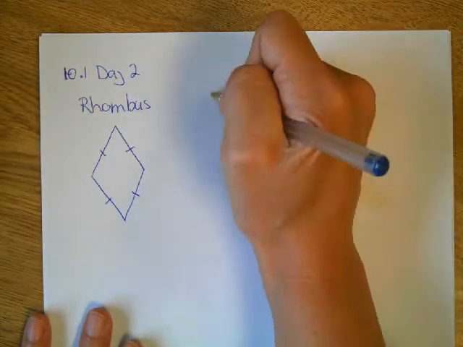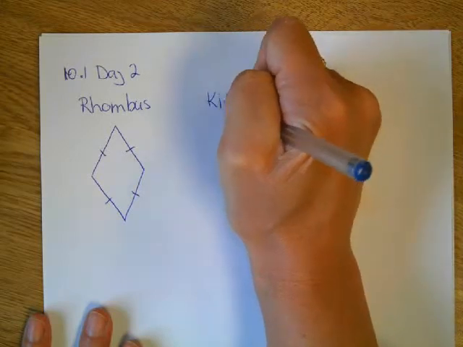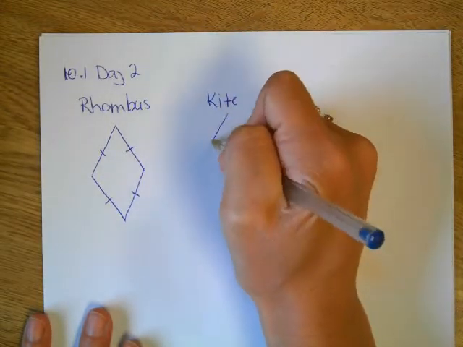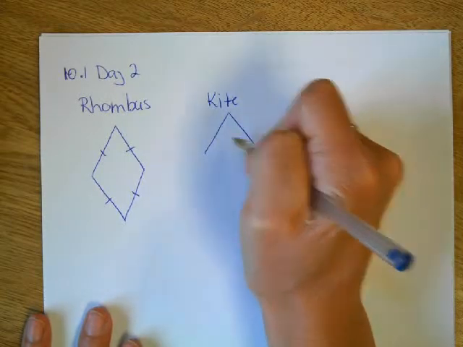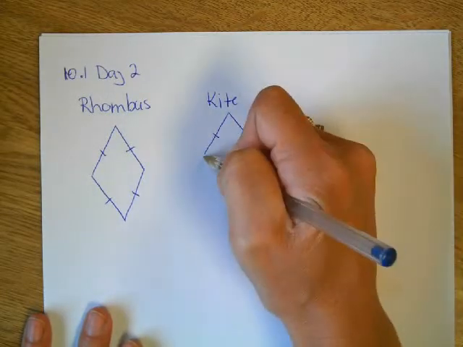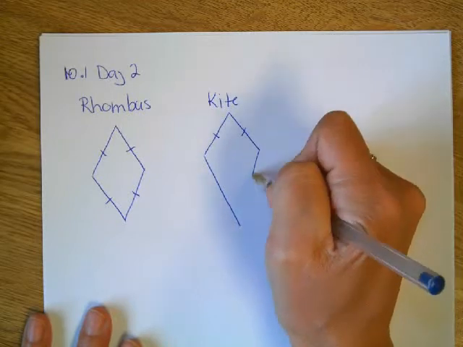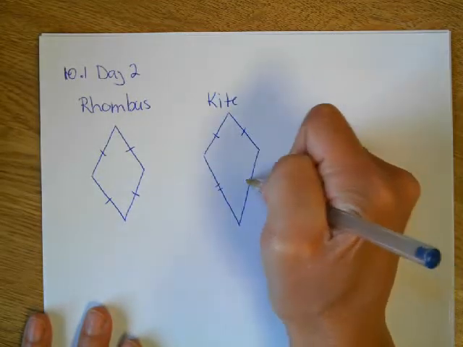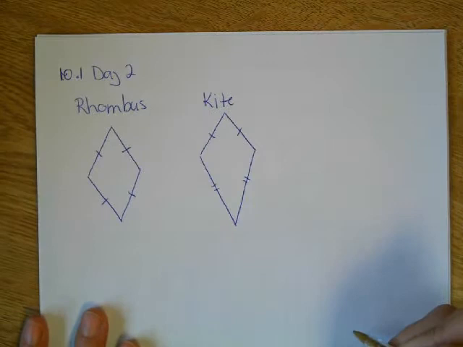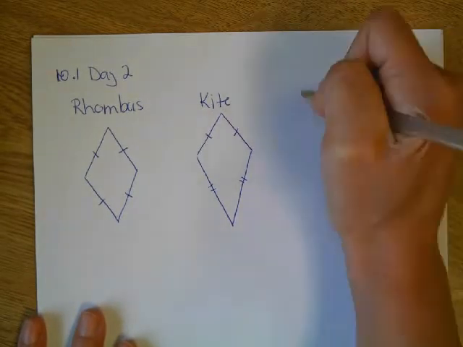And then we're going to have the kite. If you remember kite, it was 2 sets of consecutive congruent sides, not a parallelogram. And we are going to work with the trapezoid.